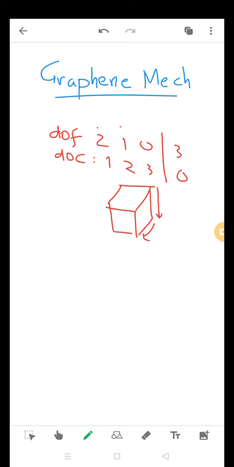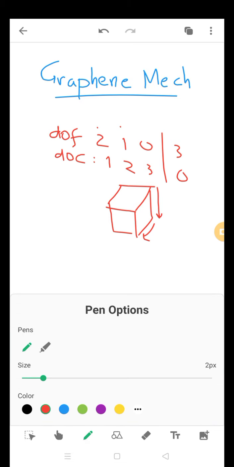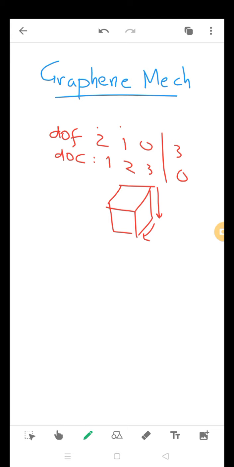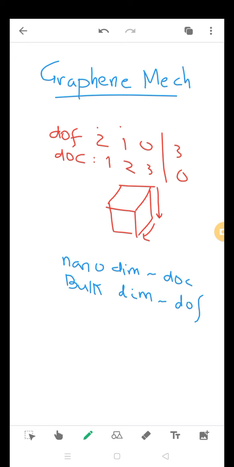So in another nomenclature, we can also call the degree of confinement the nano dimension, whereas the degree of freedom is the bulk dimension. So this corresponds to DOC and this corresponds to DOF.